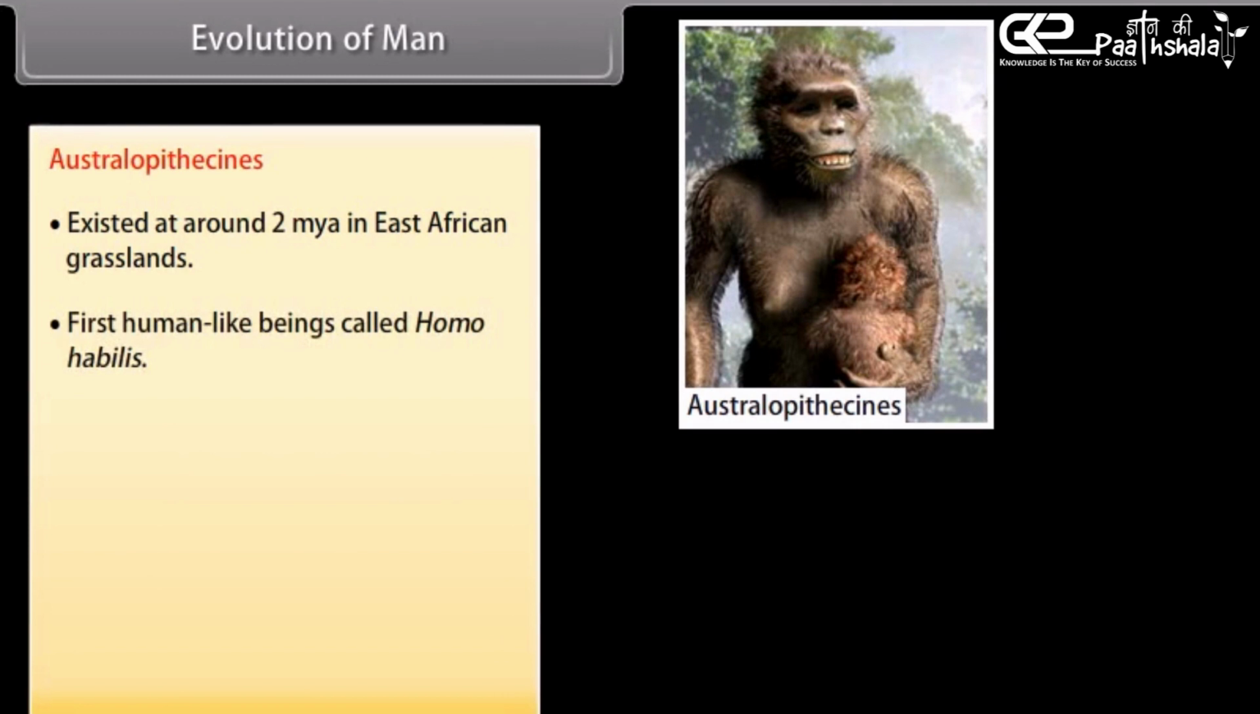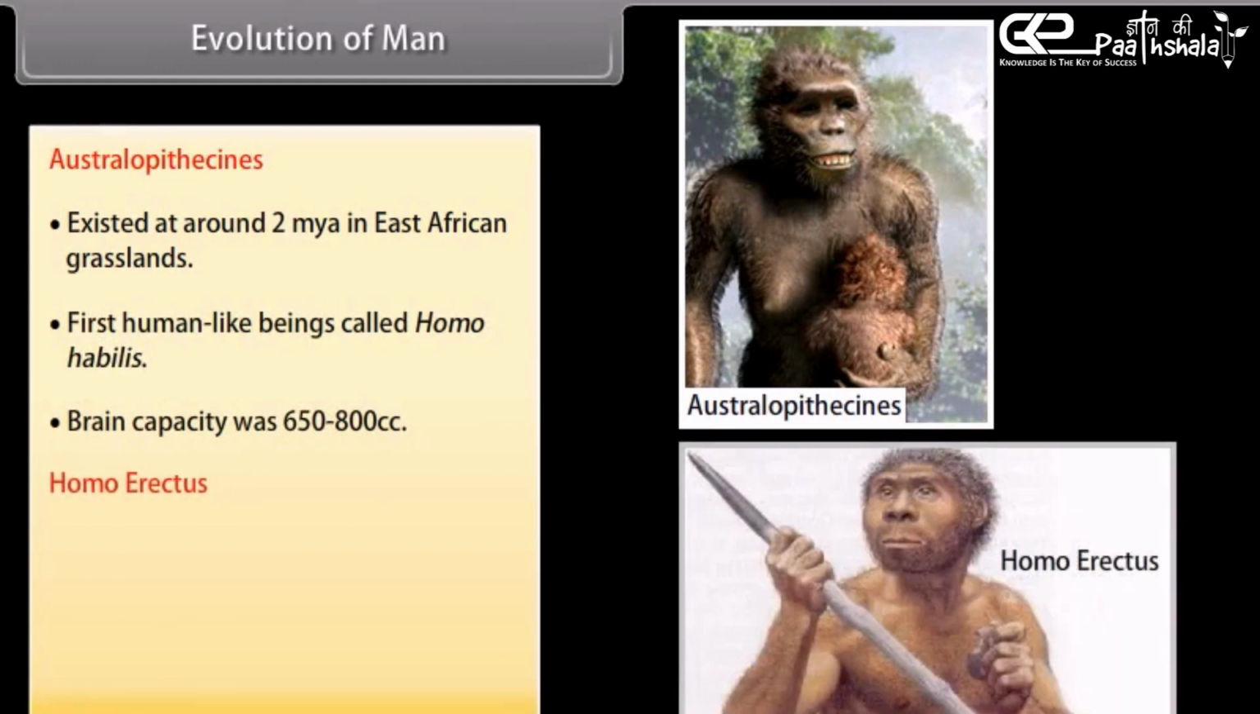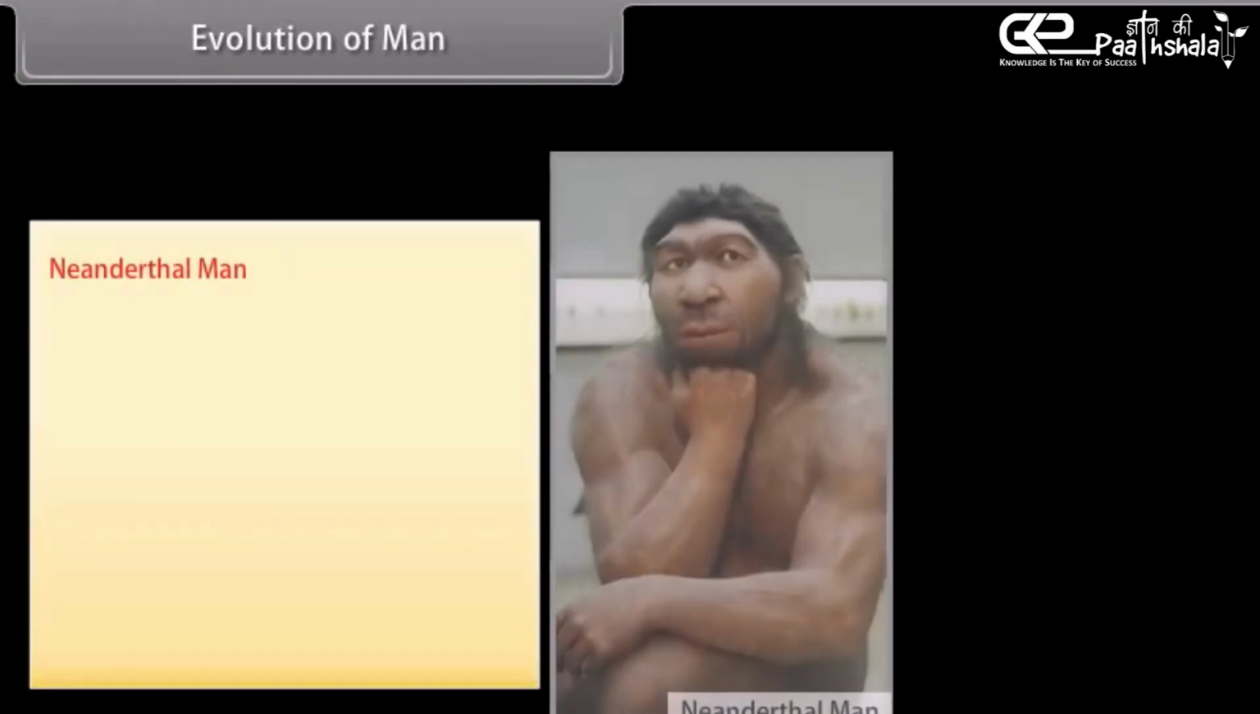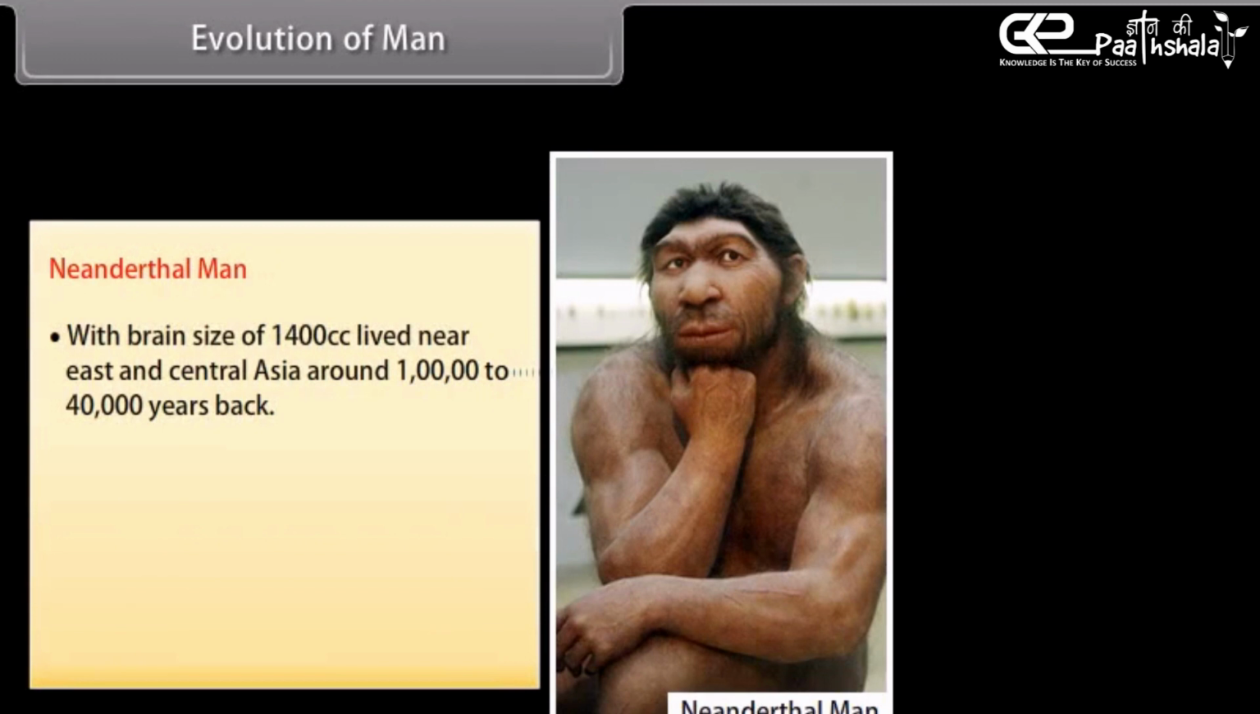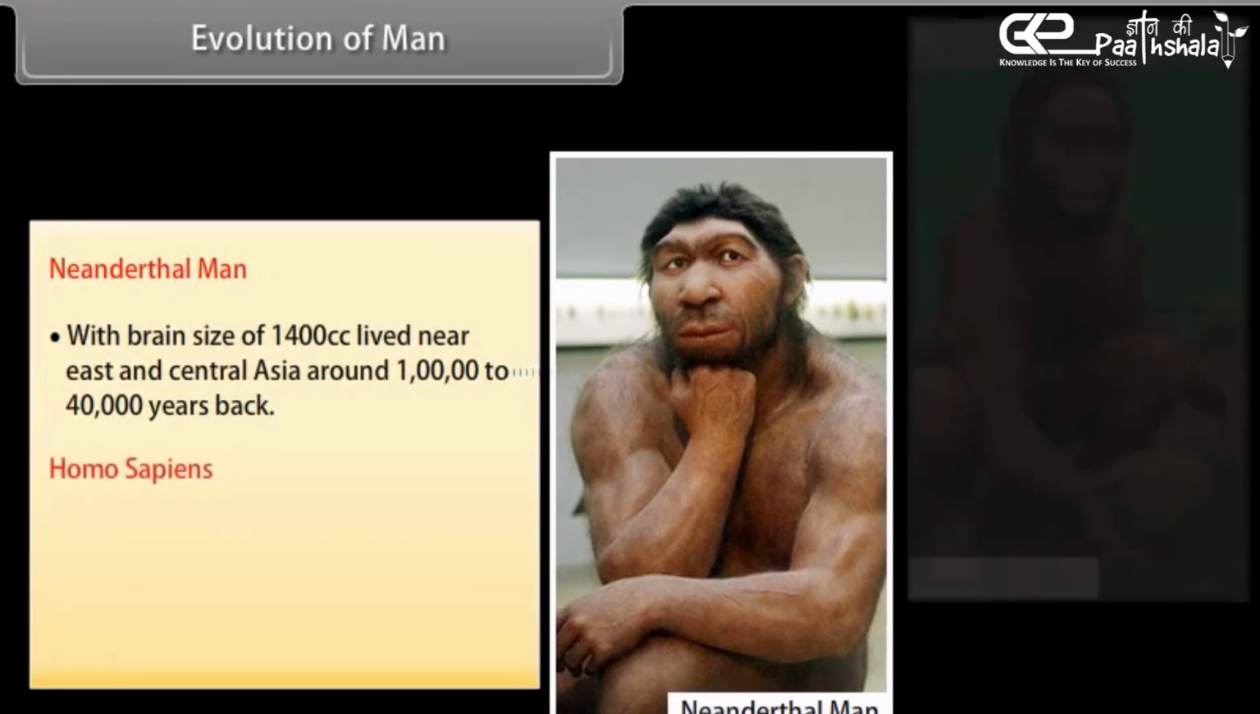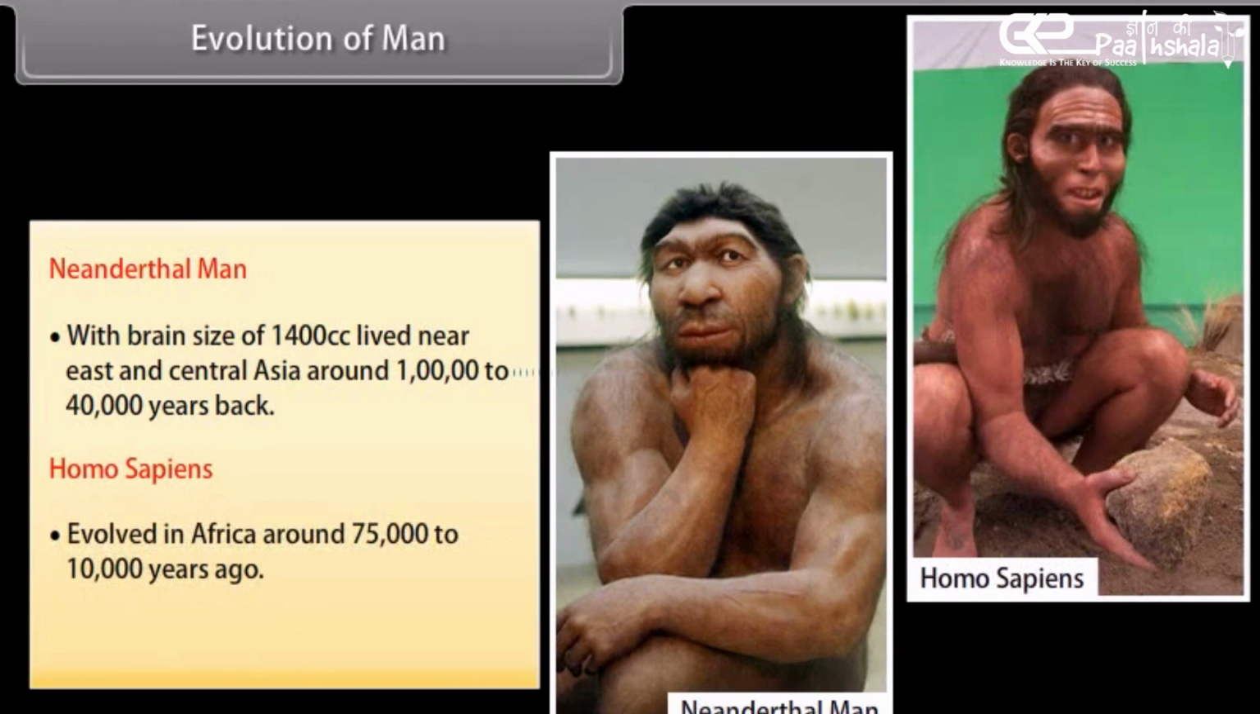First human-like beings called Homo habilis. Brain capacity was 650 to 800 cc. Homo erectus existed around 1.5 million years ago with large brain of size 900 cc, ate meat. Neanderthal man with brain size of 1400 cc, lived near East and Central Asia around 1 lakh to 40,000 years back. Homo sapiens evolved in Africa around 75,000 to 10,000 years ago, called the modern man.